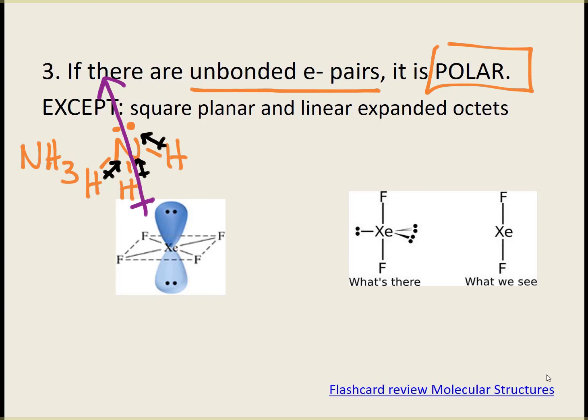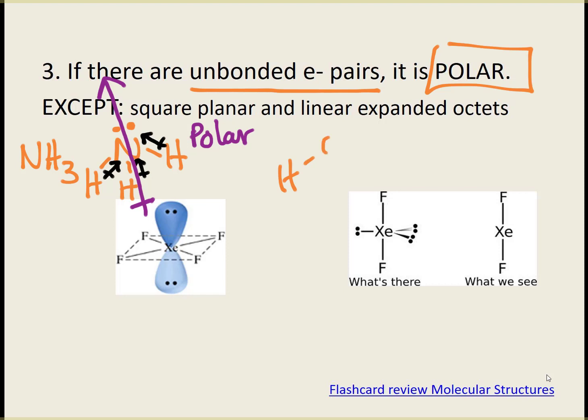There's some differences. We have 3 of the same bond, but those unbonded electron pairs disrupt the symmetry. So this is going to be polar. So really, anytime you see unbonded electron pairs, you're going to say that the molecule is polar, except for some exceptions, which we'll talk about next. Let me do one more of these.